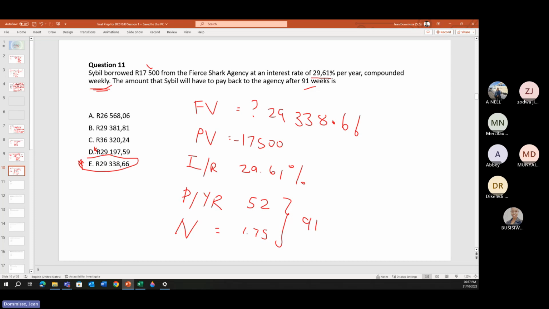So just those small things again can come in and create havoc in your answers, because you've done everything correct. You have not used the 52 or compounded weekly correctly, and then there is the answer for you.